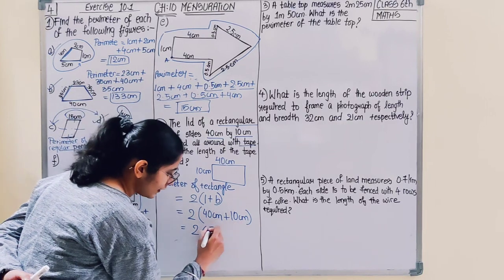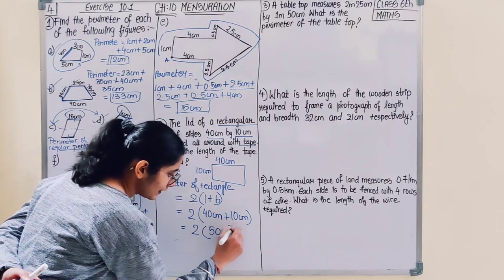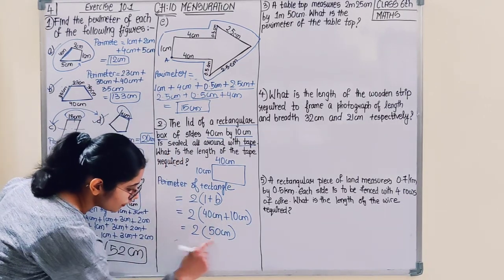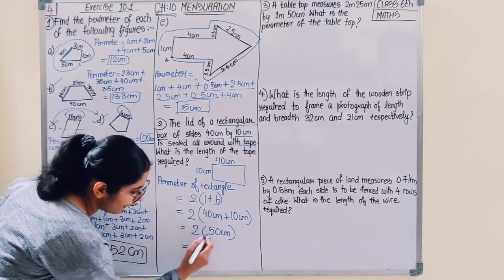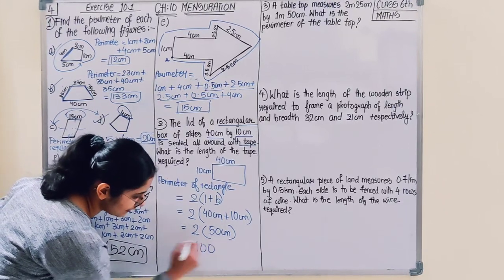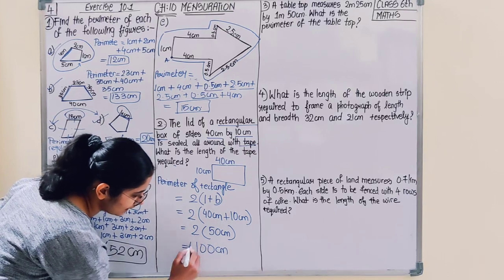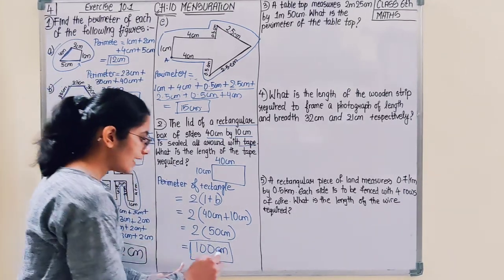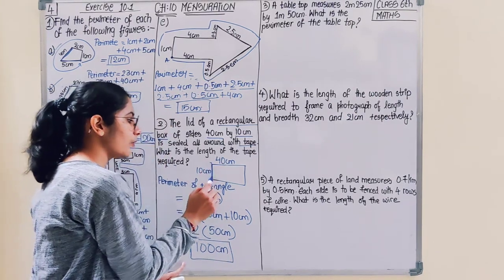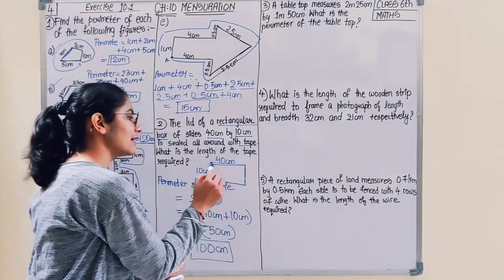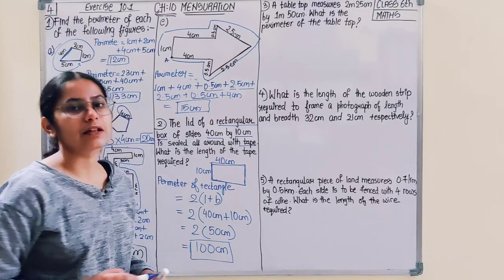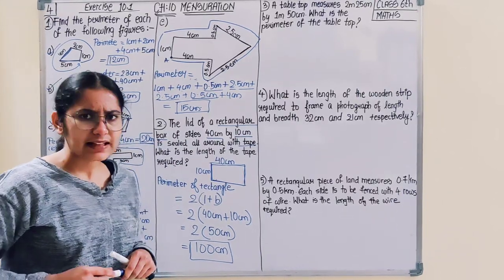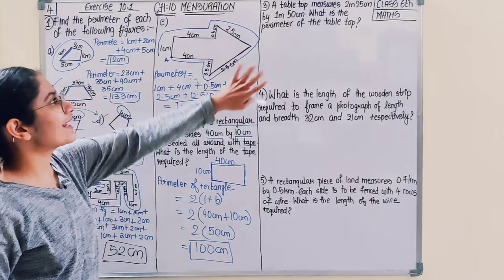40 plus 10, 50 centimeter. Then, we would be multiplying 2 into 50. 2 5s are 10, one 0 behind. 100 centimeter. So 100 centimeter is the length of the tape required to seal the lid of this rectangular box. Clear? Easy. Moving down to next question.